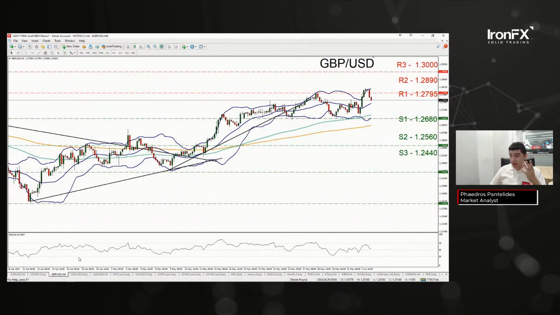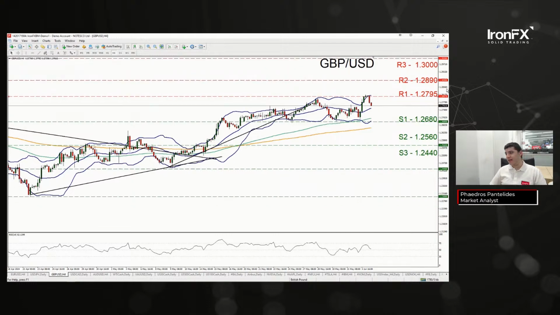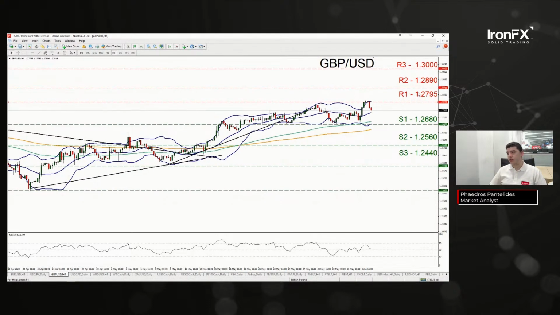We also note on a political level that the first debate between incumbent Prime Minister Rishi Sunak and Labour leader Keir Starmer is set to occur later on today. So potential of an increased volatility in the British pound.